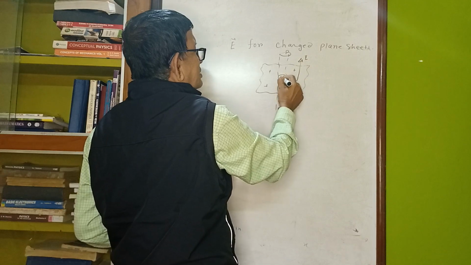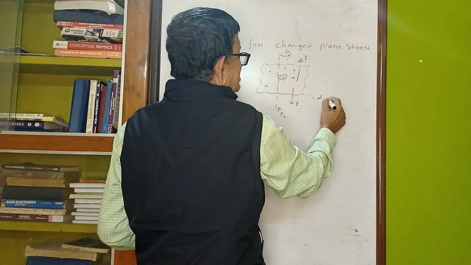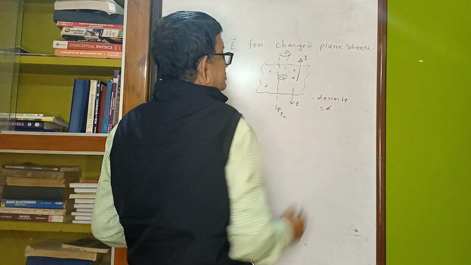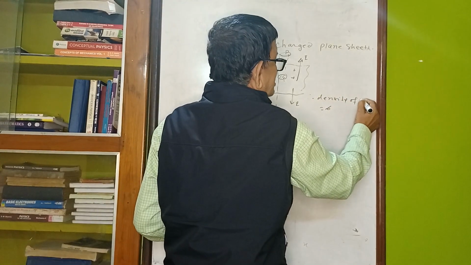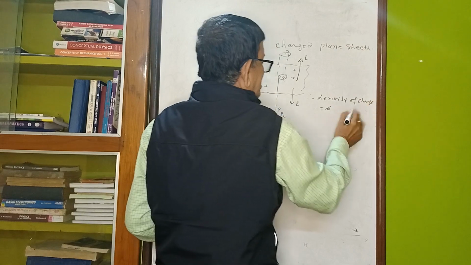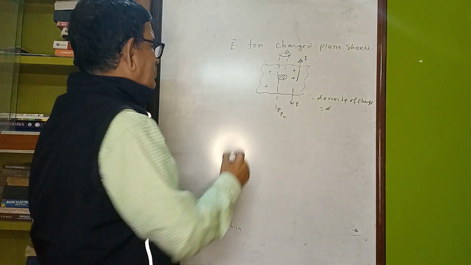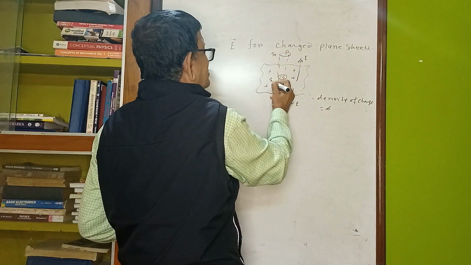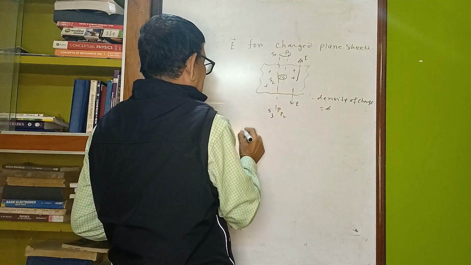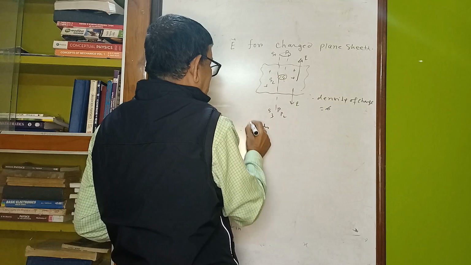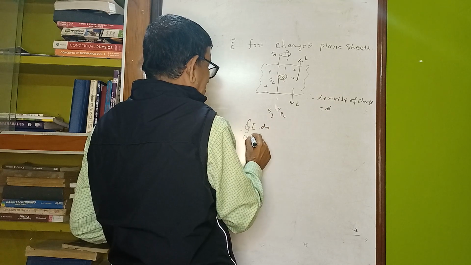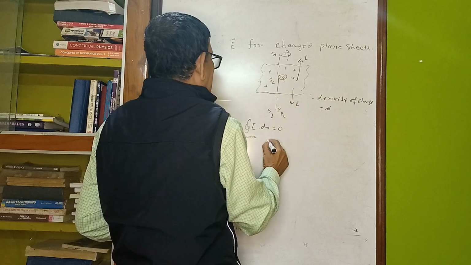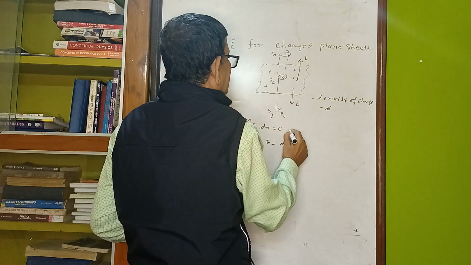In that case, the density of the charge is sigma, like this. So we consider only 3 surfaces: surface 1, surface 2, surface 3. Here E dot ds for the curved surface is equal to 0. Why? Because in that case E is perpendicular to ds.